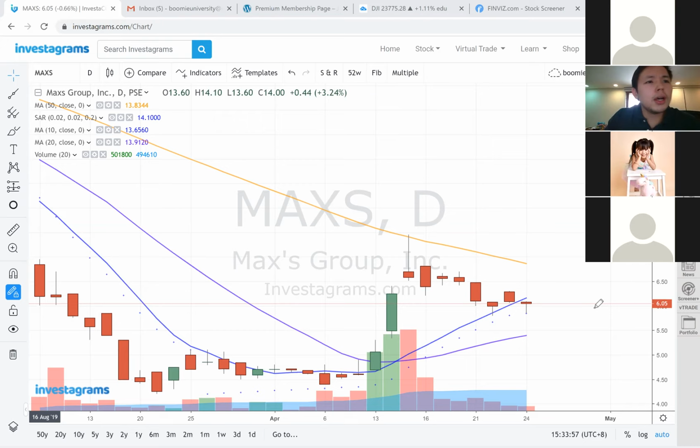So, I want to talk about a mistake that I made, which happens to many people: catching a falling knife. When this happens, the stock is falling, everyday it falls, and you feel like it's cheap already. For example, the stock is 100 pesos, then it drops to 50, so you buy at 50. Then the next day, it's 40 na lang.